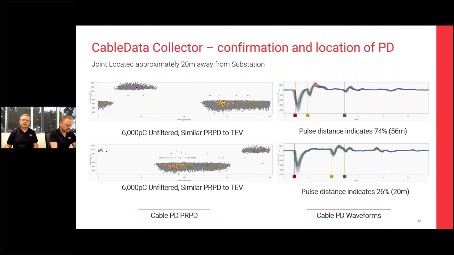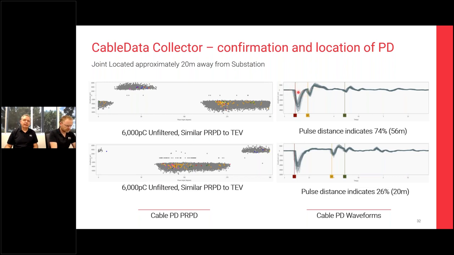The second reflection, or the first reflection, is the pulse from the discharge going to the far end of the cable and then coming back to the sensor. And then we have a third reflection, which is the original pulse, which has traveled to the HFCT, has gone to the far end of the cable again and come back again. And that gives us the length of the cable. This second one gives us the distance to the discharge.